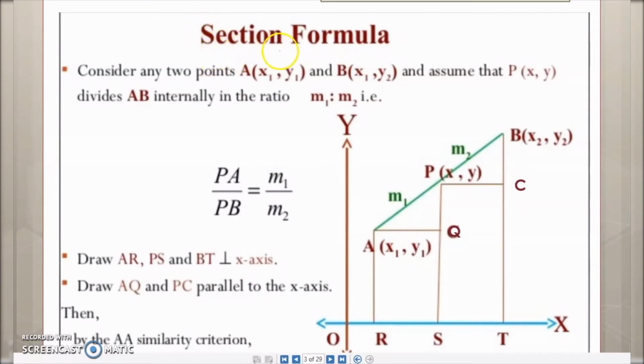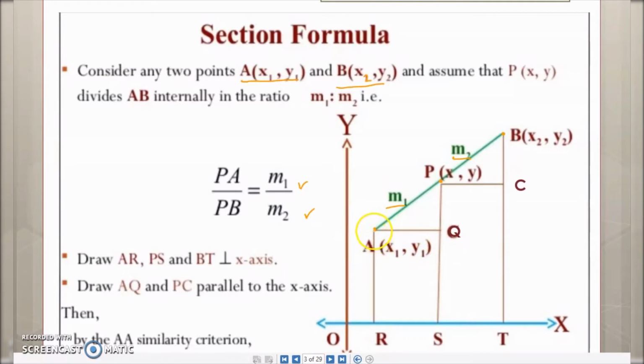Now we are going to see the derivation of the section formula. So let us consider any 2 points A (x1, y1) and B (x2, y2). And there is a point P (x, y) which divides AB in the ratio m1:m2. So PA by PB is given as m1 by m2 and we have to find the coordinates of this point (x, y). So first we will complete the figure.